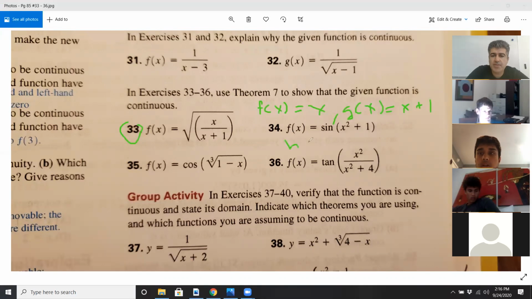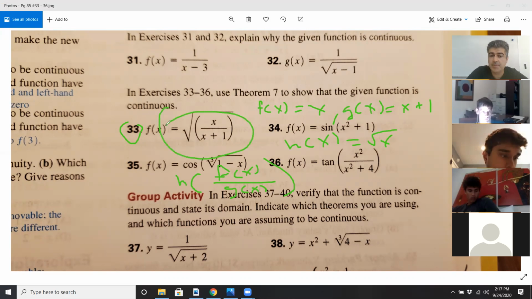Let's say h of x is root x. Is that continuous on its domain? Yes, it is too. Its domain is x is greater than or equal to 0. That's continuous on that domain, so that's also continuous. So I can write it like this, and I'm all squared away, because each of those individual parts were continuous. So therefore, this is continuous, which represents this right here.